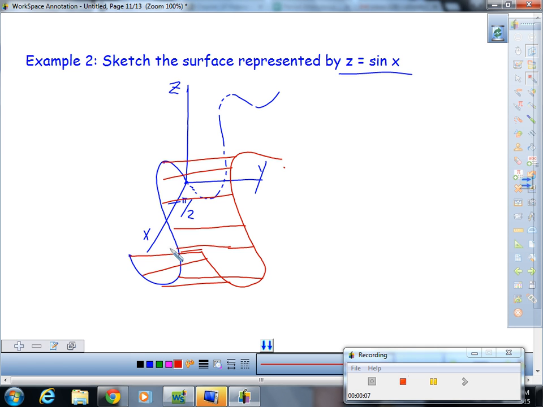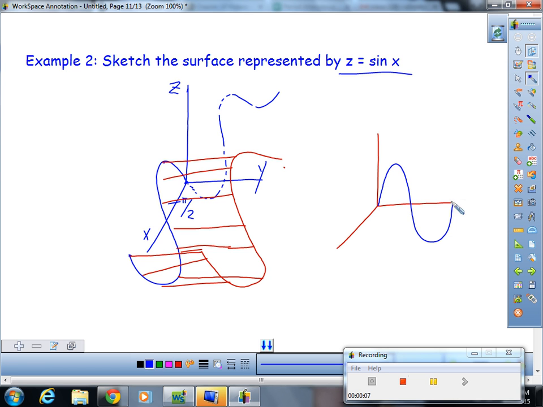Now maybe in the future it might be advantageous to just rotate our axes. So let's see, right hand rule. I'd like to just write the curve like this, like a typical sine graph. Okay, and then let's take this and write it like that, and this would be a trace parallel. This doesn't involve y, so that would be my y-axis.